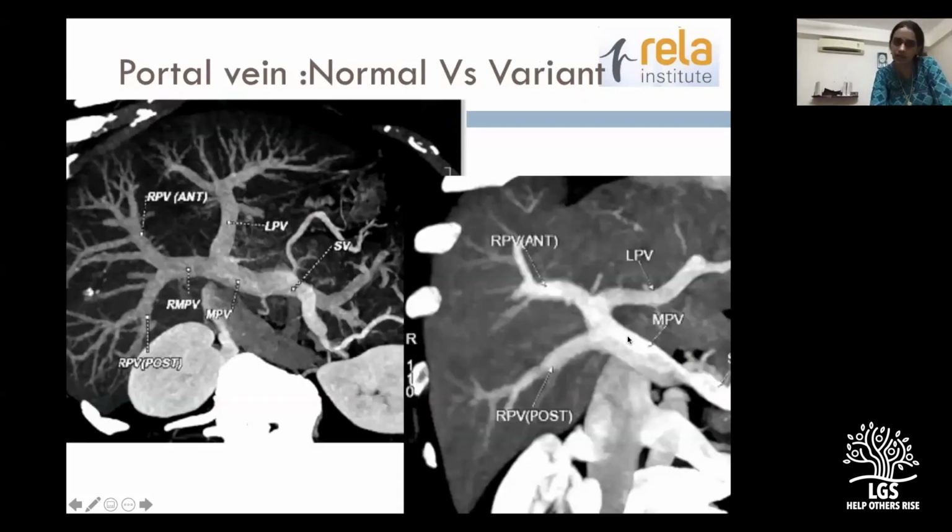Now portal vein, again this is a reformatted image. So we can see here the main portal vein, which divides into the left portal vein and the right main portal vein, which will give the right anterior and the right posterior portal vein. Now here is a variant anatomy where the right posterior portal vein is the first branch of the main portal vein. And then there is a short trunk that bifurcates into the right anterior and the left portal vein. This is called Nakamura type C anatomy.